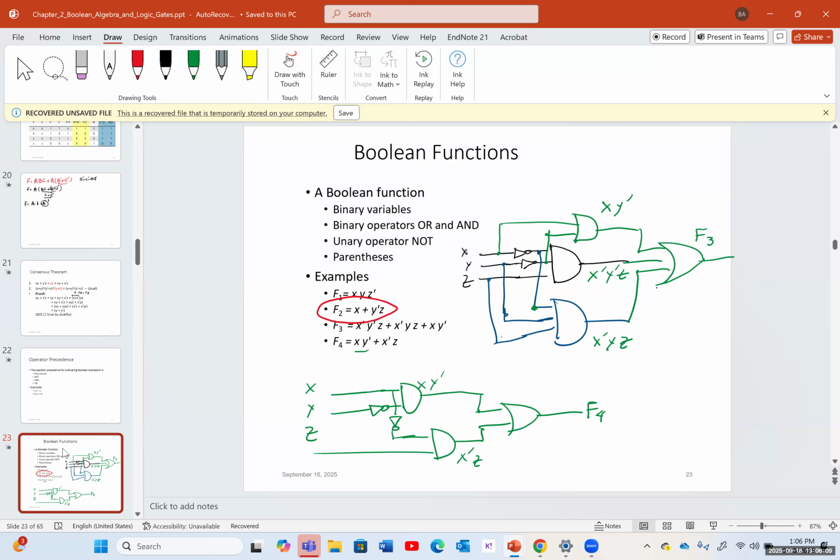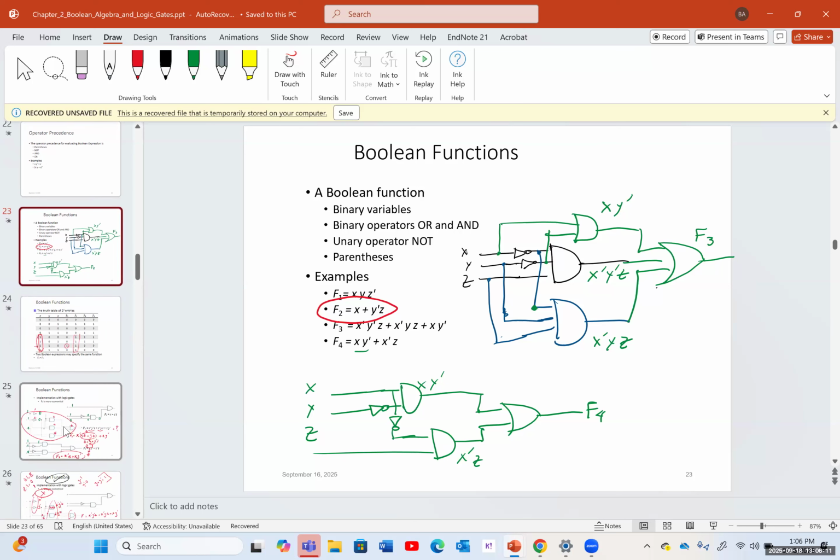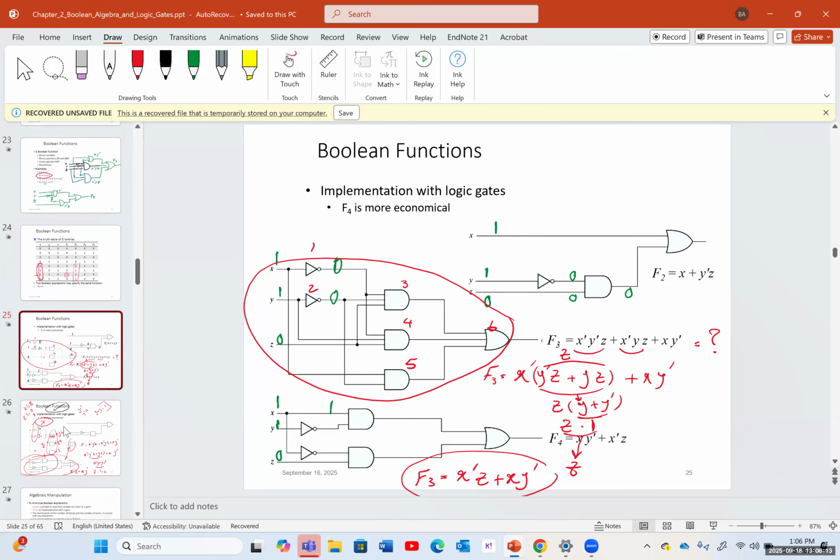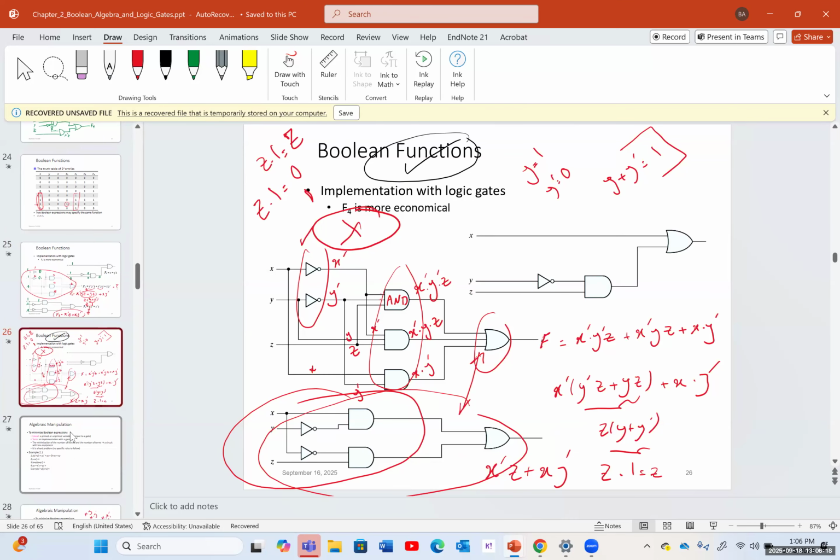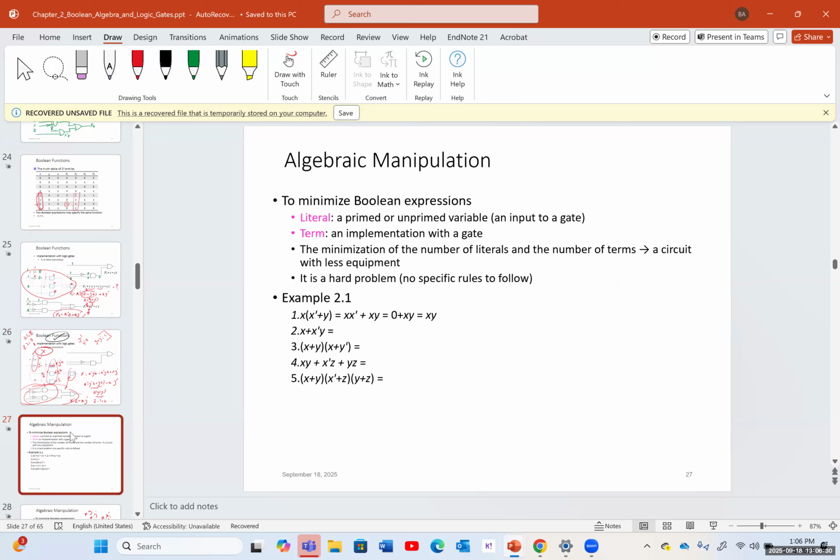Today, we were going to continue with the examples. I'll give you more examples, and I would solve some practice problems as well. So you would get more familiar with Boolean functions and how we can simplify them using the different postulates or different theorems. So we will continue with algebraic manipulation. We want to minimize Boolean expressions or functions.